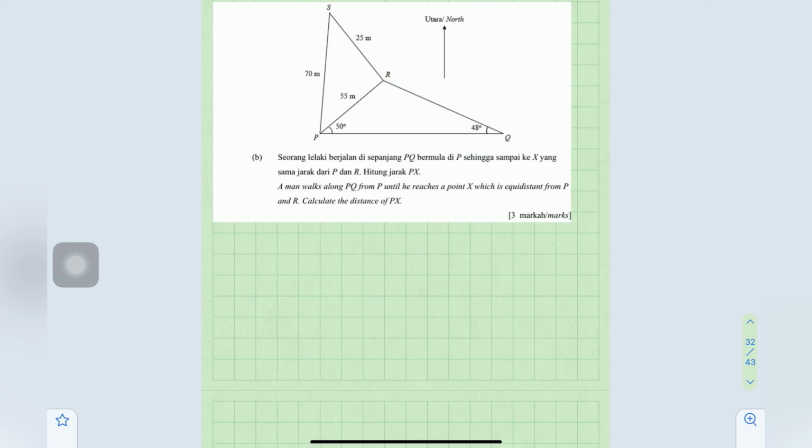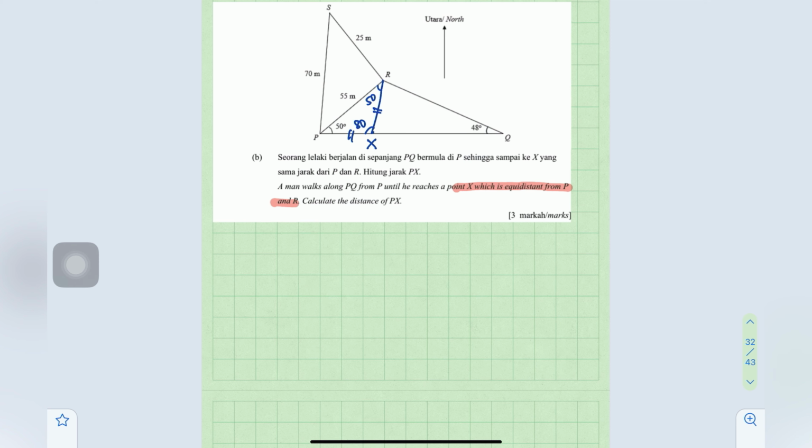Okay, so ayat ni dia kata point X ni equidistant from P and R. Okay, so maksudnya jarak XP sama dengan jarak XR. So kita mungkin letak X kat sini supaya jarak sama. So ni X, sebab dia lalu along PQ kan. Okay, so then since ni segitiga sama kaki, so this one pun 50 as well. So to find this one, 180 minus 50 dapat 80.